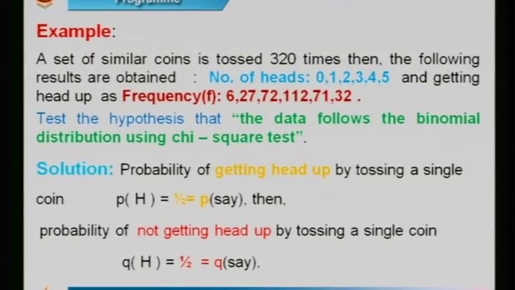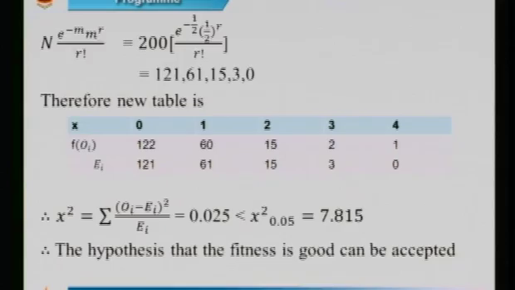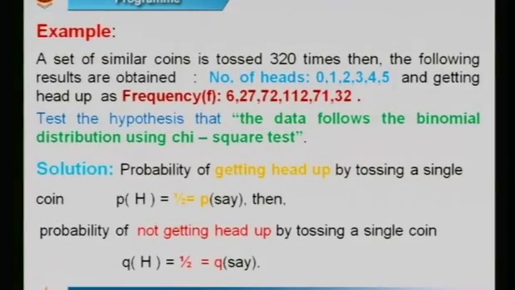Then binomial distribution fitting needs the values of P, that is probability of success, by tossing a single coin one time: getting head up, what is the probability, and not getting head up, what is the probability. In the previous situation it was the Poisson distribution, and here it is binomial distribution. You have to read the statement carefully, then only apply the corresponding formula.